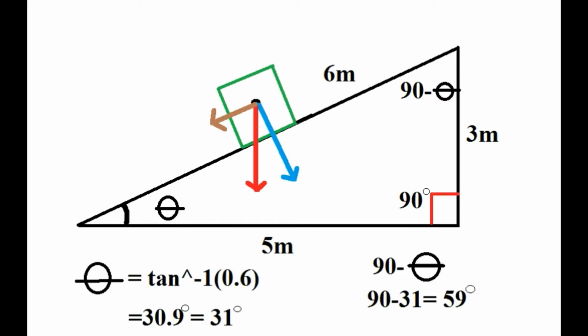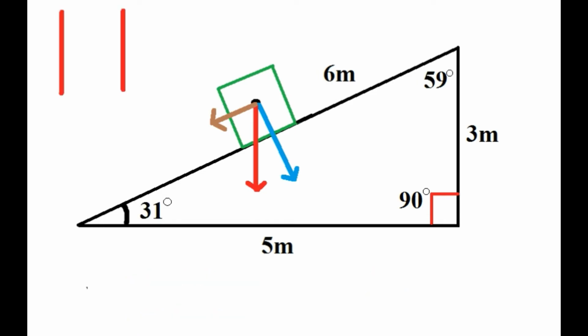Because we have the given magnitudes, we can calculate theta using SOH CAH TOA. In my case, I use tangent. So theta is equal to tangent to the power of -1 of 0.6. It is equal to 30.9, or approximately 31 degrees, which means theta is 31 degrees, and 90 minus theta, 90 minus 31, is equal to 59 degrees. So let's move on to the component forces.